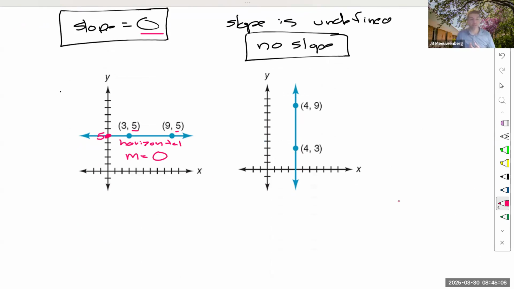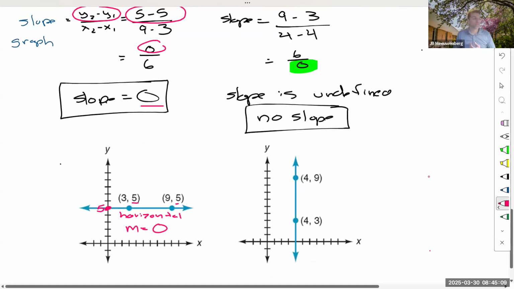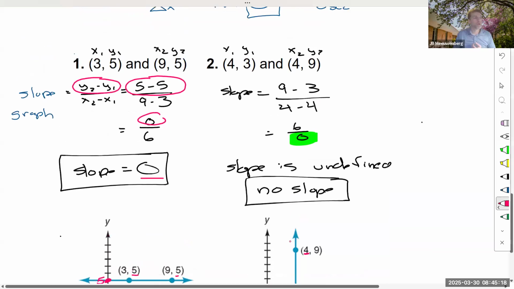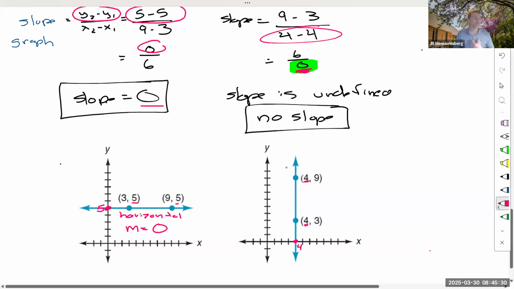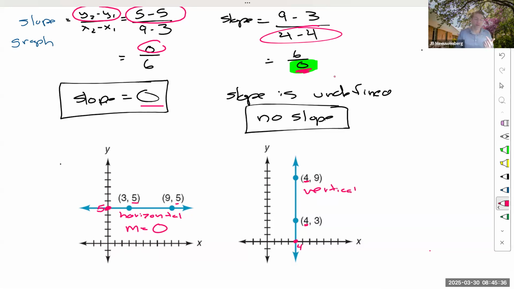Now, the exact opposite thing happens when we are looking at the second one. Notice how they have the same x coordinates, 4 and 4. This line crosses our x-axis at 4. If the x coordinates are the same, you end up subtracting the same number from itself in the denominator, which gives you that 0. And so when you have a vertical line, you'll always have an undefined slope, which means, again, we say there is no slope. So again, horizontal lines have a slope of 0, vertical lines have no slope.